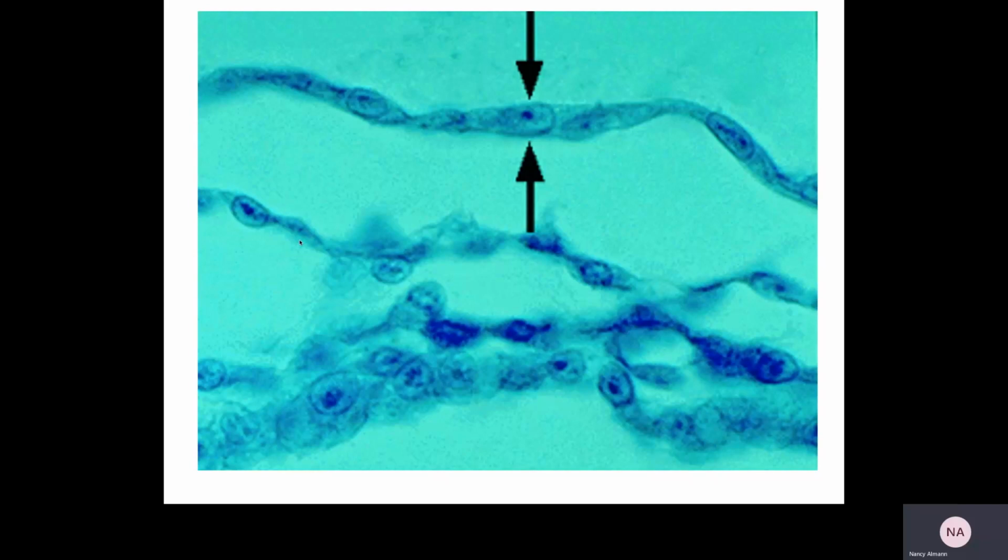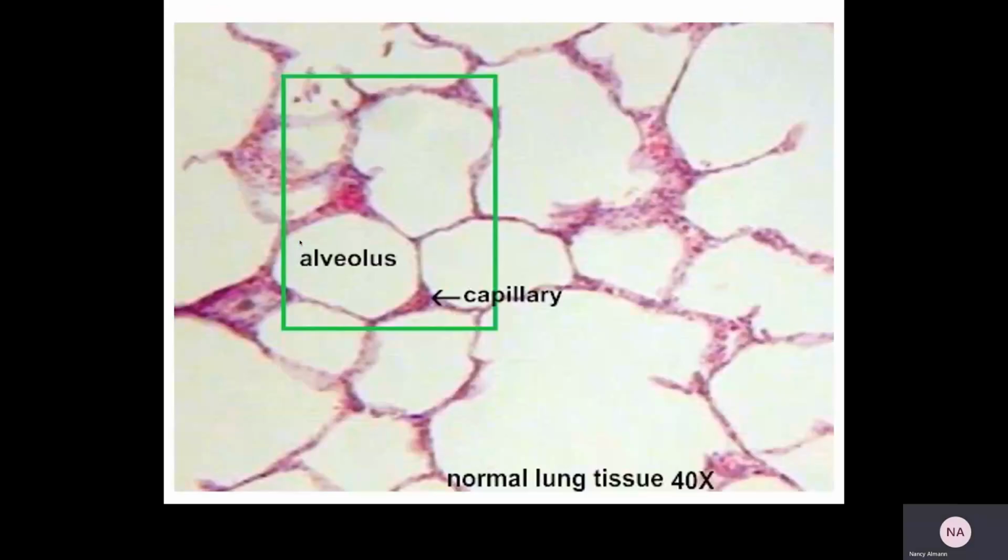And this is classically simple squamous epithelium. And this will be found in the lungs, and it is going to be part of the alveoli of the lungs. Hugely important to have quick, rapid diffusion of gases. And another shot of the alveoli.